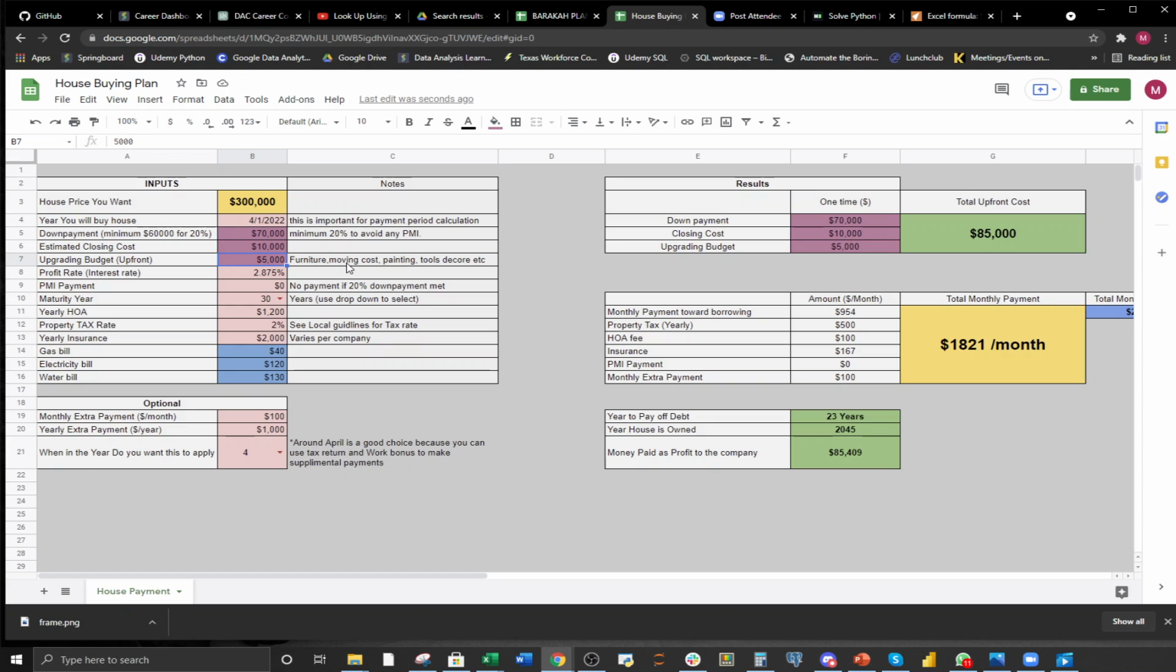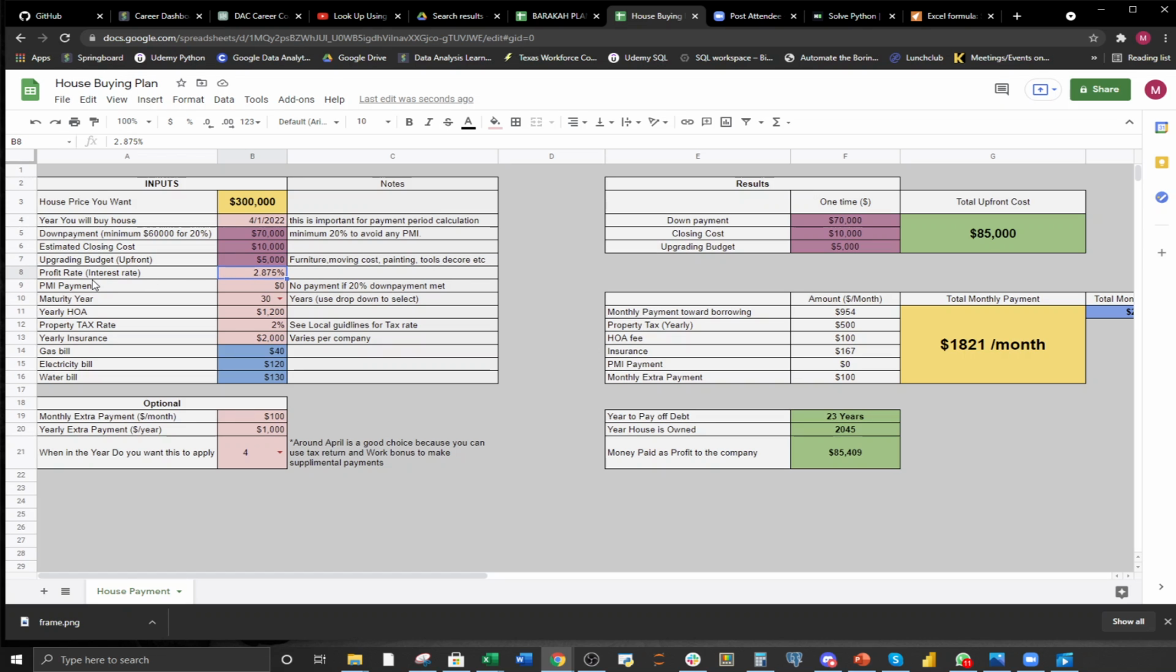They can range anywhere from $500 to $1,000, depending on how far you're moving. You also have to budget some money for cosmetic updates of your house, and then some tools, basically things like maybe you didn't have power tools, maybe you didn't have a lawnmower before, but now you do now that you have a house to maintain. So things like that. So I put 5,000, but people will put whatever they think that these things should cost them.